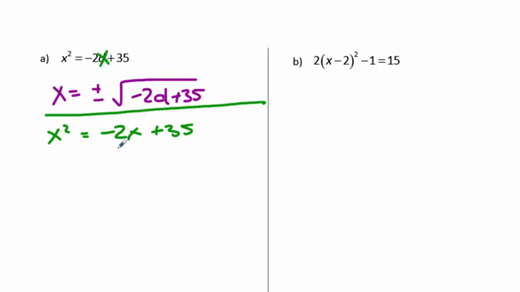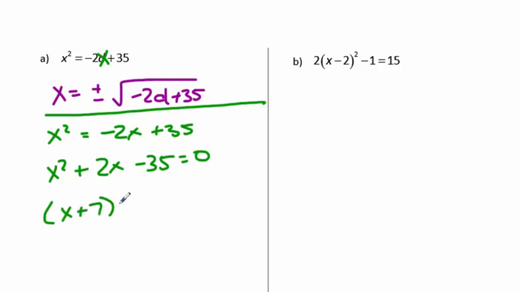If I solve it this way, I probably want to add this over to get it equal to 0 because this looks like it could be factorable. So if I add over the negative 2x, it'll be x squared plus 2x, then subtract over the 35. I'll have minus 35 equals 0. Let's check to see if this is factorable. What goes into negative 35? 5 and 7 do. If we want the 2 to be positive, the 7 needs to be positive and the 5 negative. This factors into x plus 7 times x minus 5 equals 0.